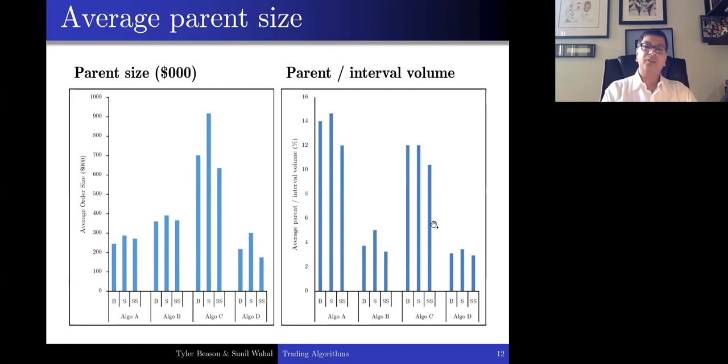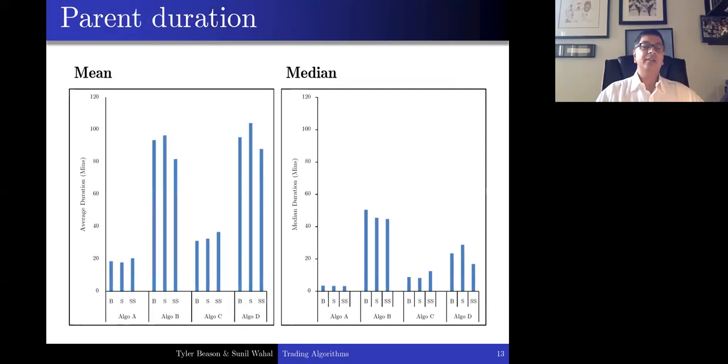And then there's interval volume here, which is the size of the parent order scaled by the volume during the duration that the parent order is live. Again, you'll see numbers that are fairly high. Notice especially for algo A, they're pretty high. So these orders are attempting to trade a fair amount of the day's volume, so you'd expect them to move prices.